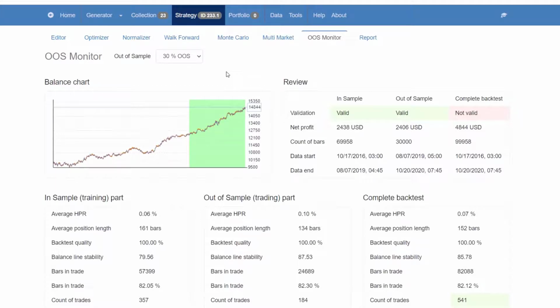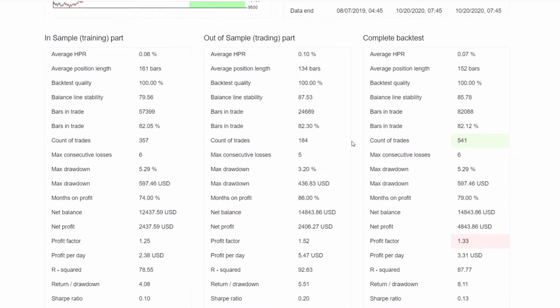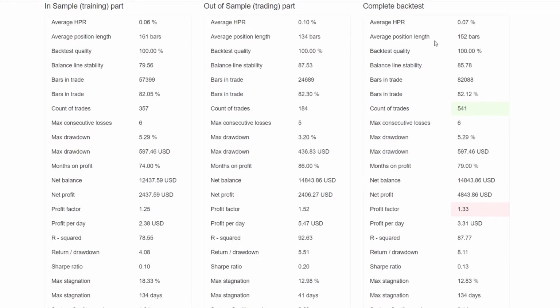Now, on the out-of-sample monitor page, you'll see that we have the balance chart that we've discussed. We have the review of the in-sample, the out-of-sample, and the complete backtest with various statistics. And below that, we have the full statistics, and this is the statistics for the in-sample, the out-of-sample, as well as the backtest. And as you can see, there are many stats that you can look at.